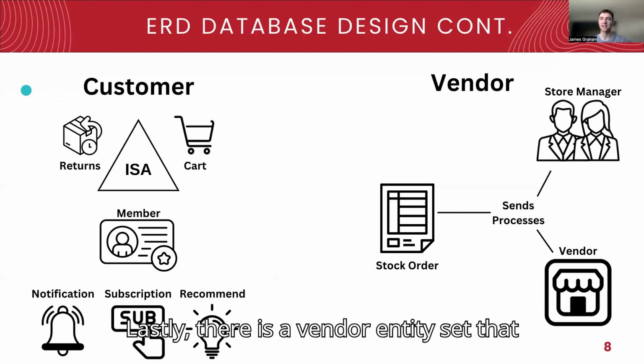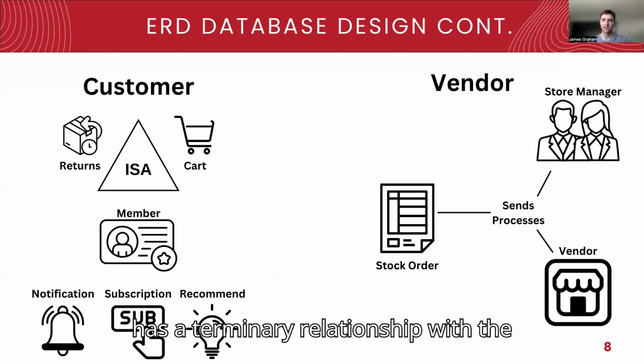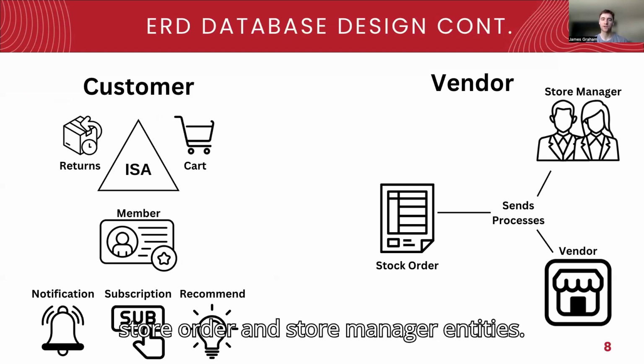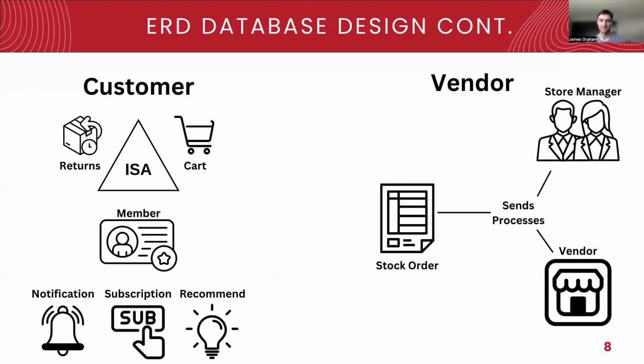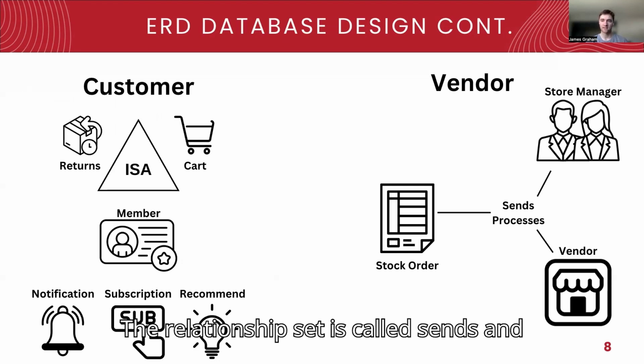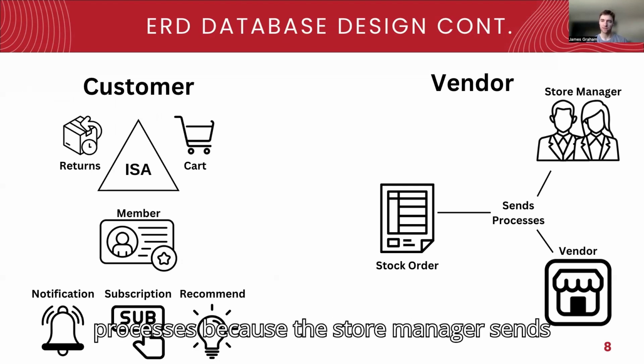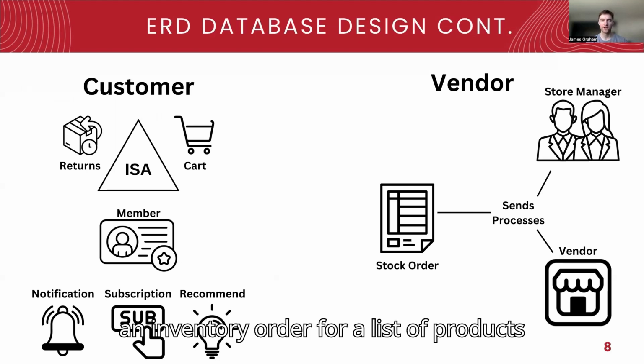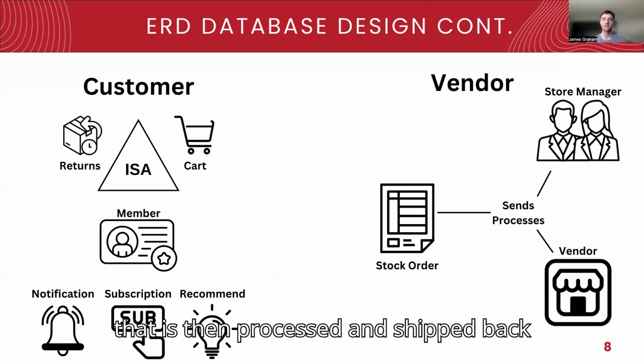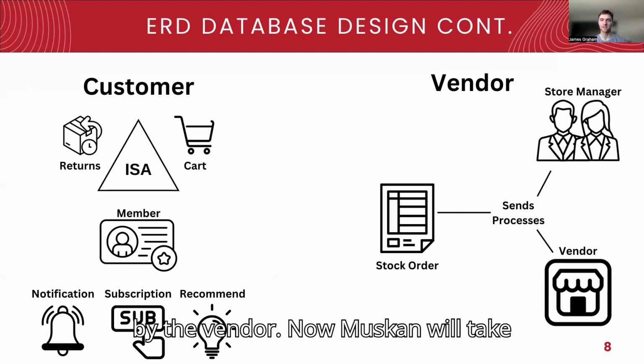Lastly, there is a vendor entity set that has a ternary relationship with the store order and store manager entities. The relationship set is called sends and processes because the store manager sends an inventory order for a list of products that is then processed and shipped back by the vendor.